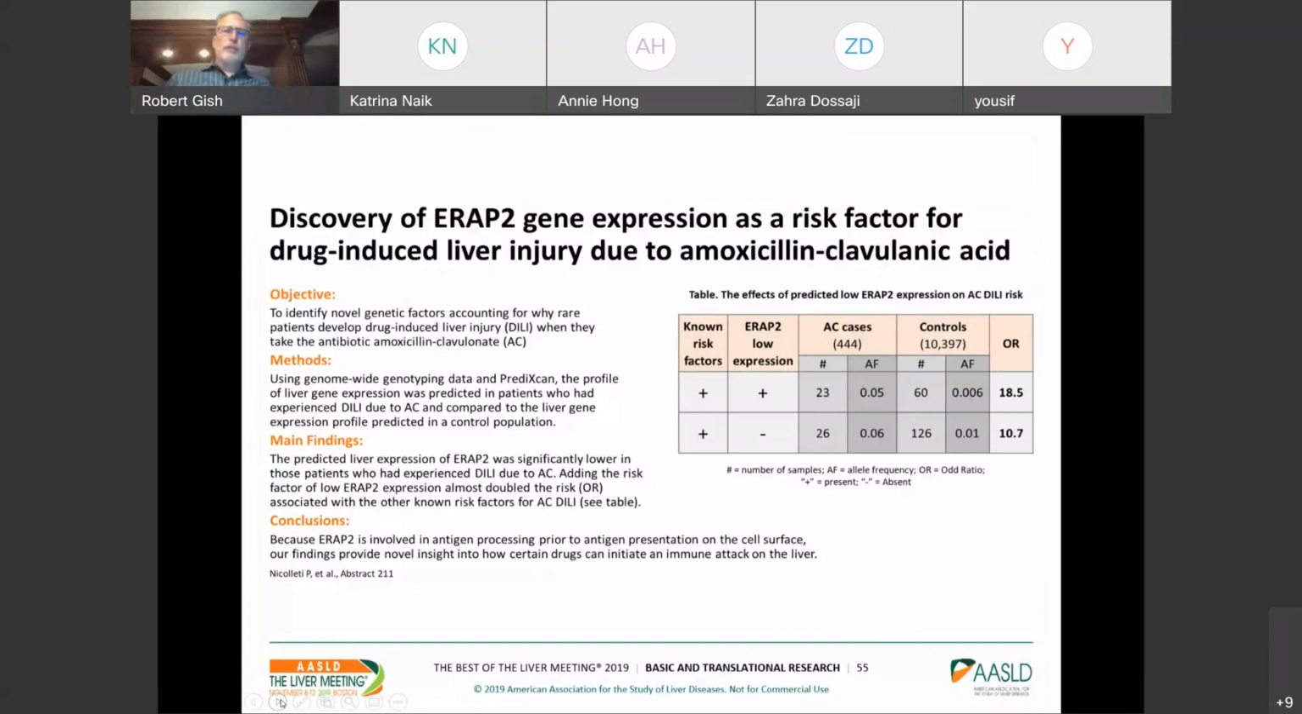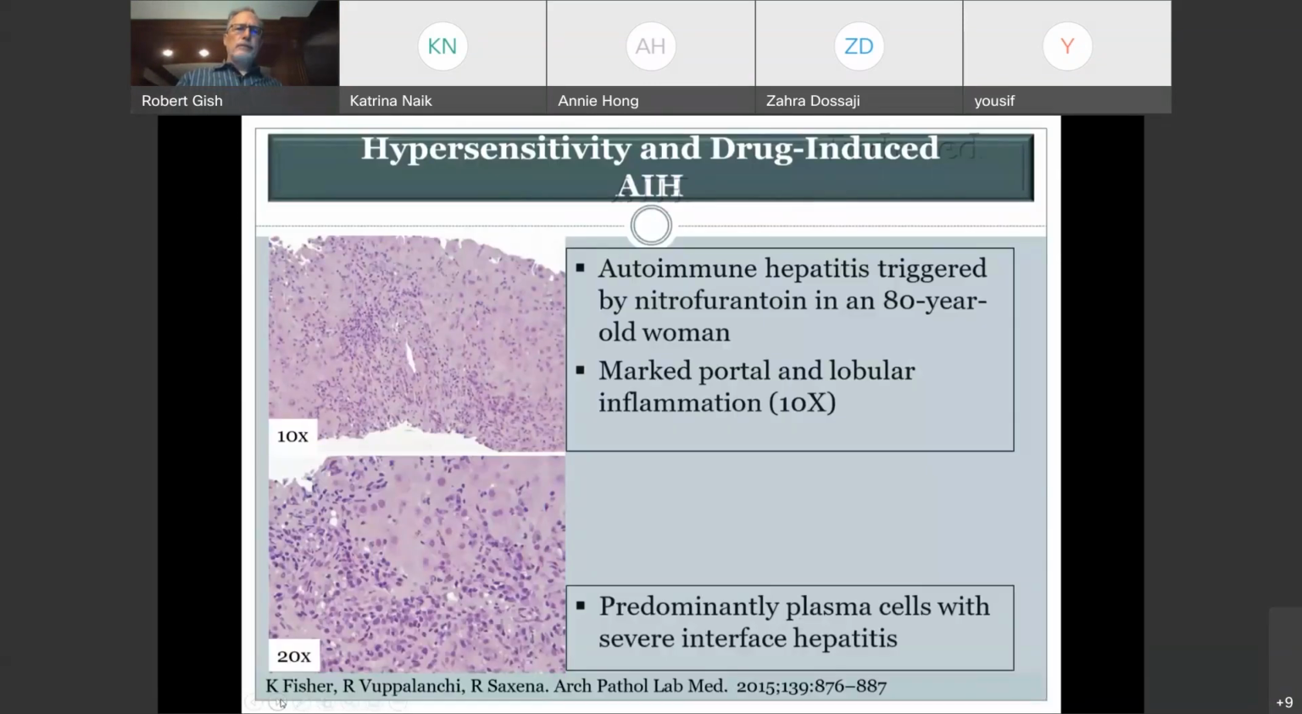This is another gene that was a risk factor for Augmentin. So this hypersensitivity / drug-induced AIH, hypersensitivity may be more of an eosinophilic response associated with rash and arthritis. Whereas a drug-induced AIH would end up looking more on biopsy with plasma cells, severe interface hepatitis, or maybe even a central lobular hepatitis with a central vein injury pattern.